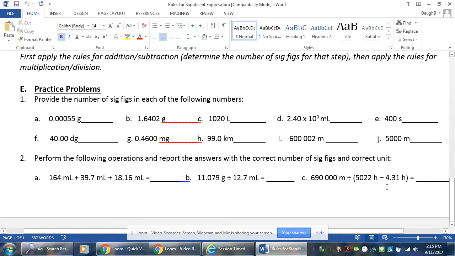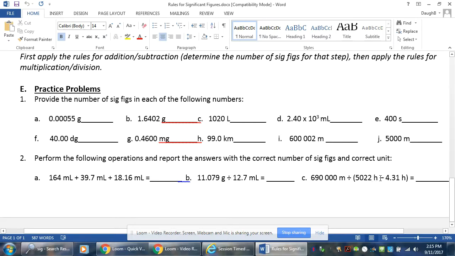Over here, you have a combined problem. So in this situation, you have to do your subtraction first, and you have to figure out the answer, but using the least precise rule, like we did in A. 5,022 is the least precise because it doesn't go behind the decimal point. So whatever your answer is, it cannot go to the right of the decimal point. All right. So you figure out your answer, cannot go to the right of the decimal point, and that's what number you use here. Okay.